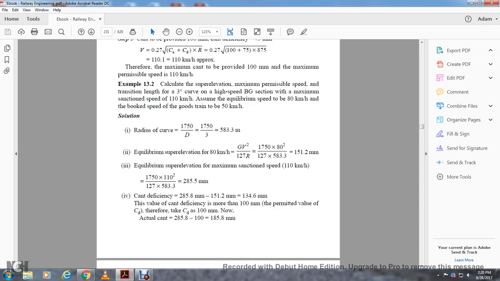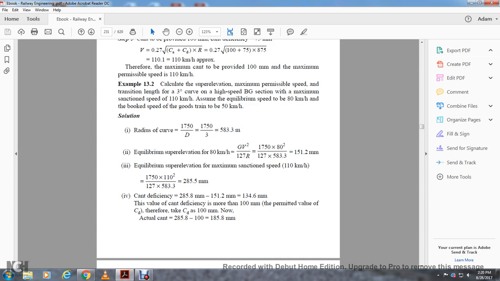The equilibrium superelevation at 80 kilometers an hour is G V squared over 127 R, which is 1750 times 80 squared over 127 times 583, which is 151.2 millimeters. Superelevation for the maximum sanctioned speed of 110 kilometers per hour is 1750 times 110 squared over 127 times 583.3, which is 285 millimeters. Cant deficiency is 285 minus 151, which is 134.6 millimeters.